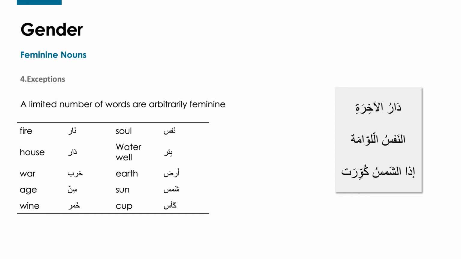So these are the exceptions, the words which are arbitrarily feminine. So these are the four rules which you can use to identify feminine nouns. Everything else is going to be masculine. So this is a simplified breakdown of gender in Arabic, and it is not a very difficult concept to master, but this is one of the most important concepts in Arabic because gender plays a very important role in Arabic grammar, and a lot of rules are dependent on the gender when it comes to the Arabic sentence, Arabic numbers, and so on.